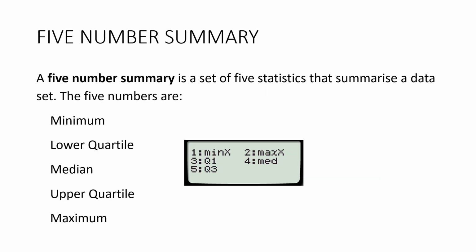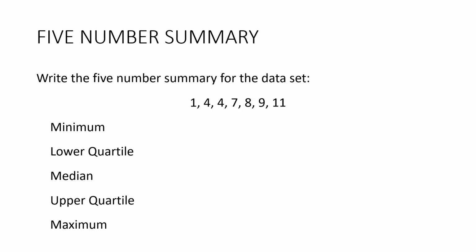Now a 5-number summary is a set of 5 statistics that summarize a data set. And the 5 numbers are the minimum, the lower quartile, the median, the upper quartile, and the maximum. And all 5 of those statistics appear in that menu that we were just using. So let's write a 5-number summary for this data set here: 1, 4, 4, 7, 8, 9, 11.